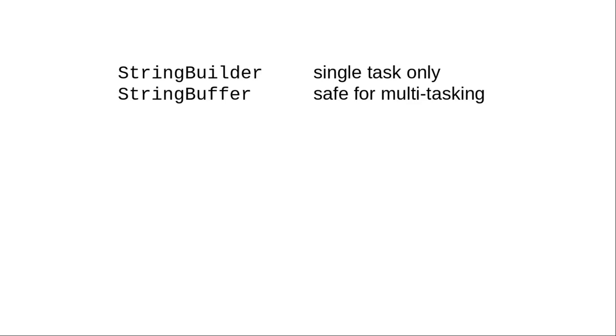There are two classes for that, StringBuilder and StringBuffer. These have the same capabilities, except that StringBuilder can only be used when you're running a single task, which is what we've been doing all throughout this course. If you have a program that runs multiple tasks, an advanced topic that this course doesn't cover, you should use StringBuffer to ensure that multiple tasks don't try to update an object at the same time. For this course, we'll use StringBuilder.